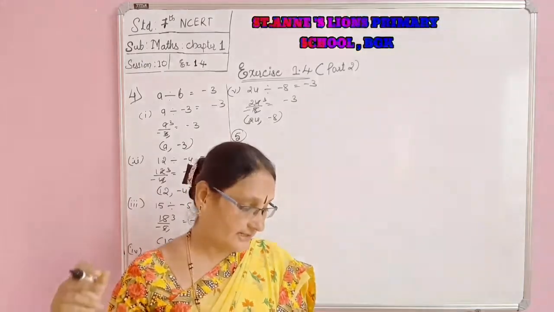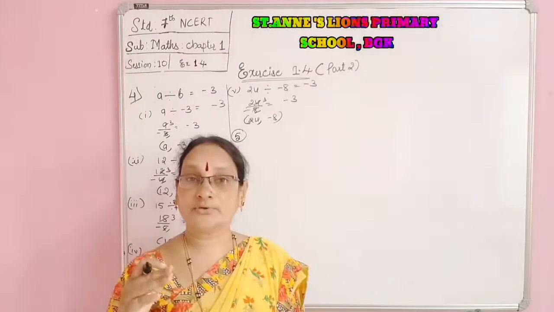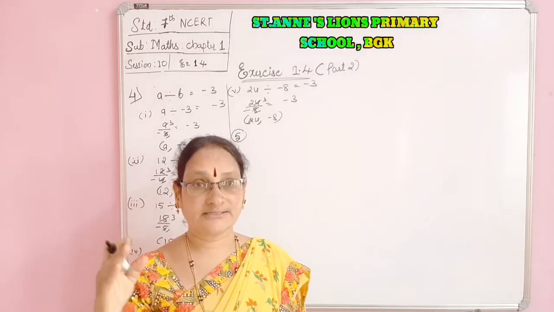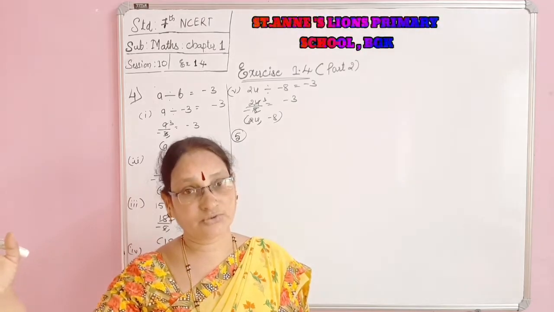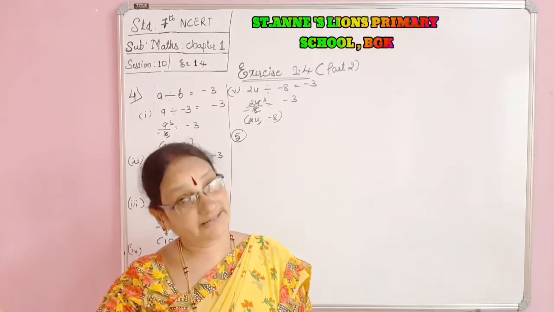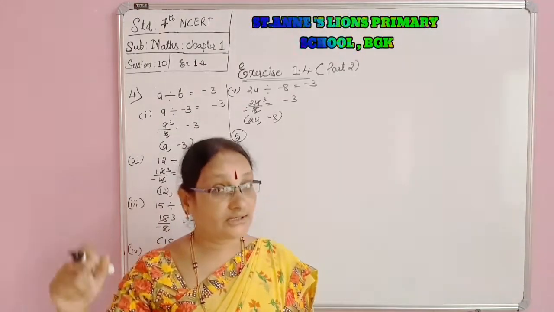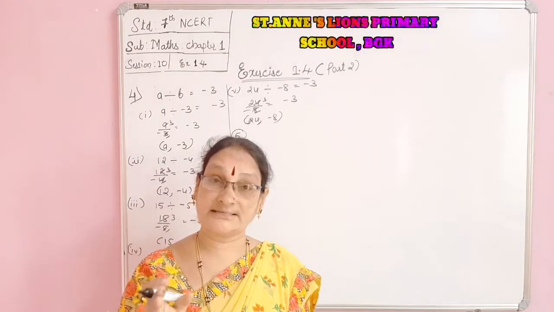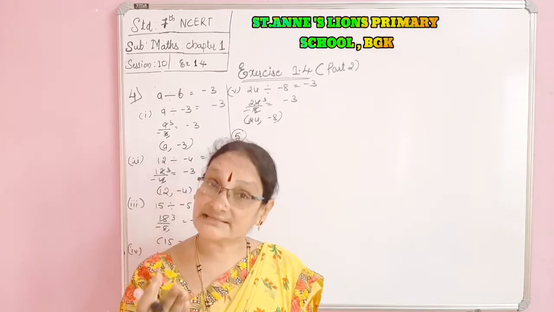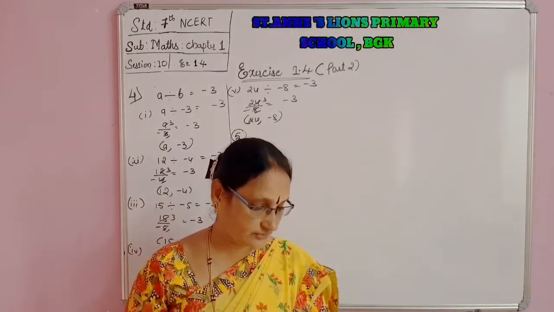How to calculate? 10 degrees Celsius. 10 to 2 degrees Celsius less: 8, 6, 4, 2, 0. Again minus 2, minus 4, minus 6, minus 8. At what time will minus 8 degrees Celsius be there? What is the time when the temperature is minus 8 degrees Celsius? That we have to find out.